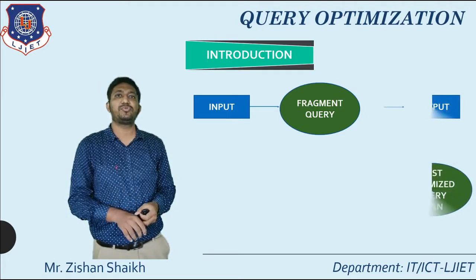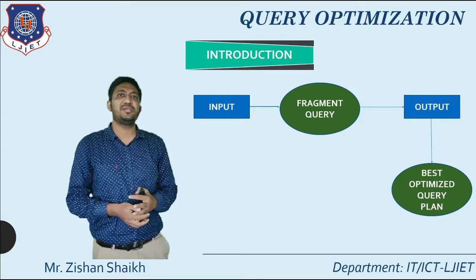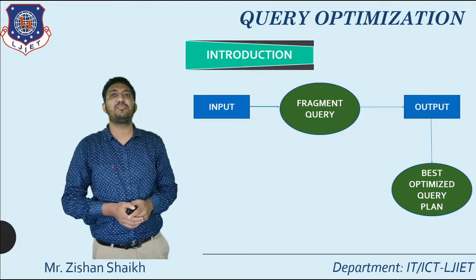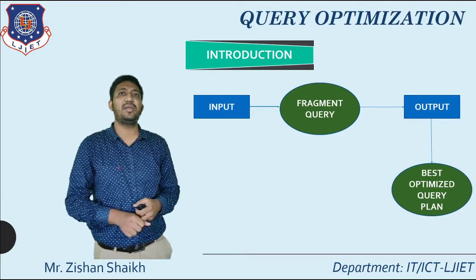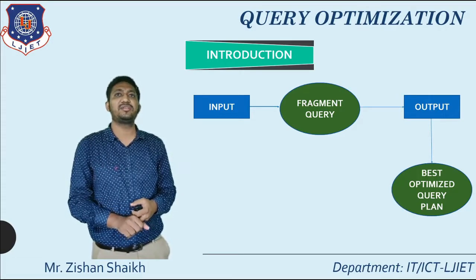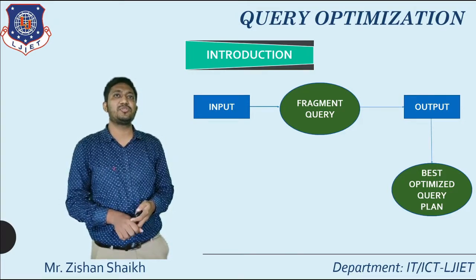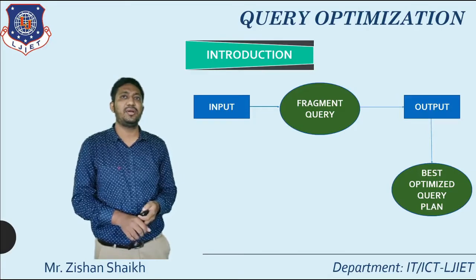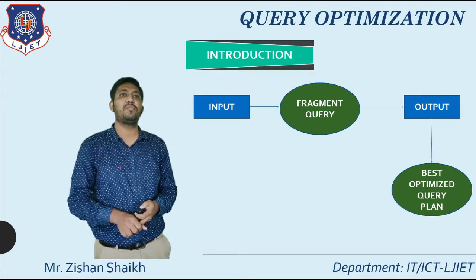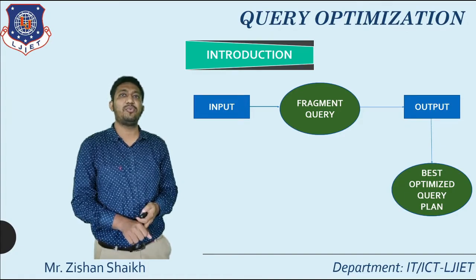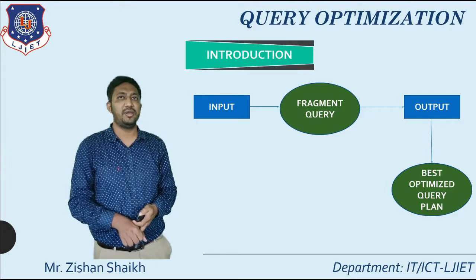Then it will be processed, and the output of that particular query optimization is an optimized query plan that helps to execute that query at the minimal cost, or an optimized cost. So the purpose of query optimization is very simple. It takes the query from the user, processes it and gives the best optimized query plan. With the help of this plan, our query will be executed with the minimal cost.